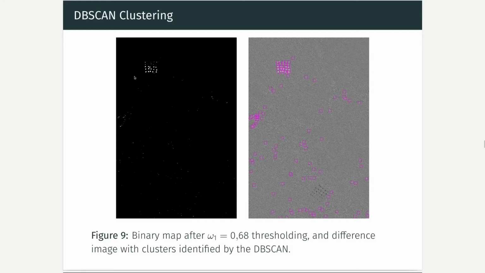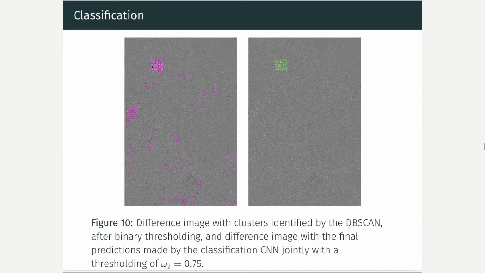The DBSCAN will receive the binary mask and find where these clusters of pixels of possible changes are, and determine the central coordinates of each one of these clusters. These localized clusters are then cut and sent to the classification network, which will analyze patch by patch around the center of clusters and determine whether each one of these patches is a change or clutter.